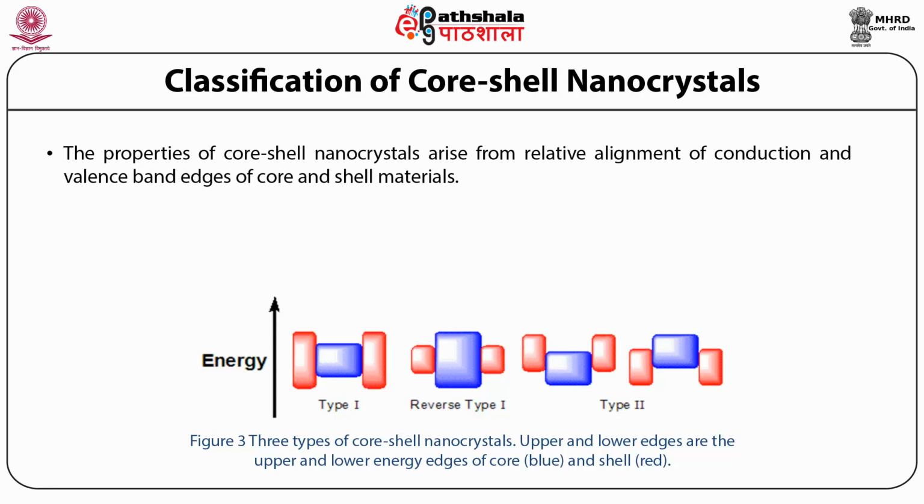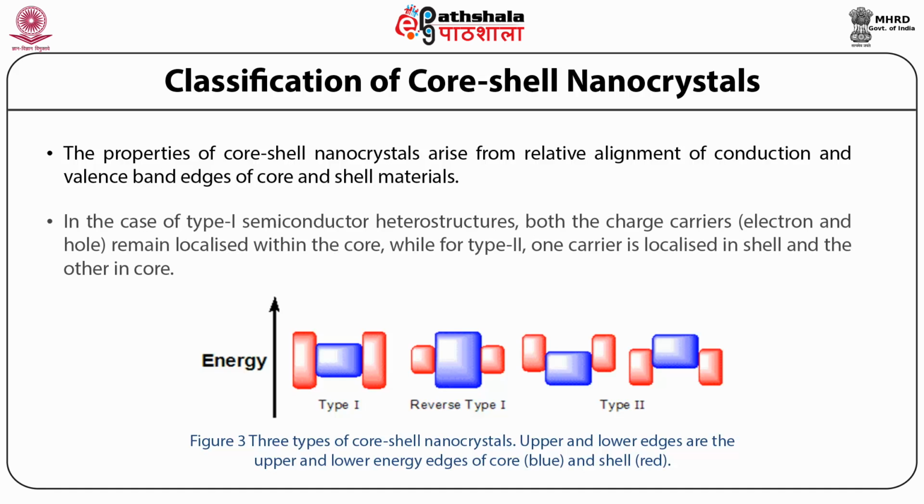Let us next study the classification of core shell nanocrystals. The properties of core shell nanocrystals arise from relative alignment of conduction and valence band edges of core and shell materials. In the case of type 1 semiconductor heterostructures, both the charge carriers, that is, electron and hole, remain localized within the core, while for type 2, one carrier is localized in the shell and the other in core. Figure 3 shows the three types of core shell nanocrystals. The upper and lower edges are the upper and lower energy edges of core and shell particles.